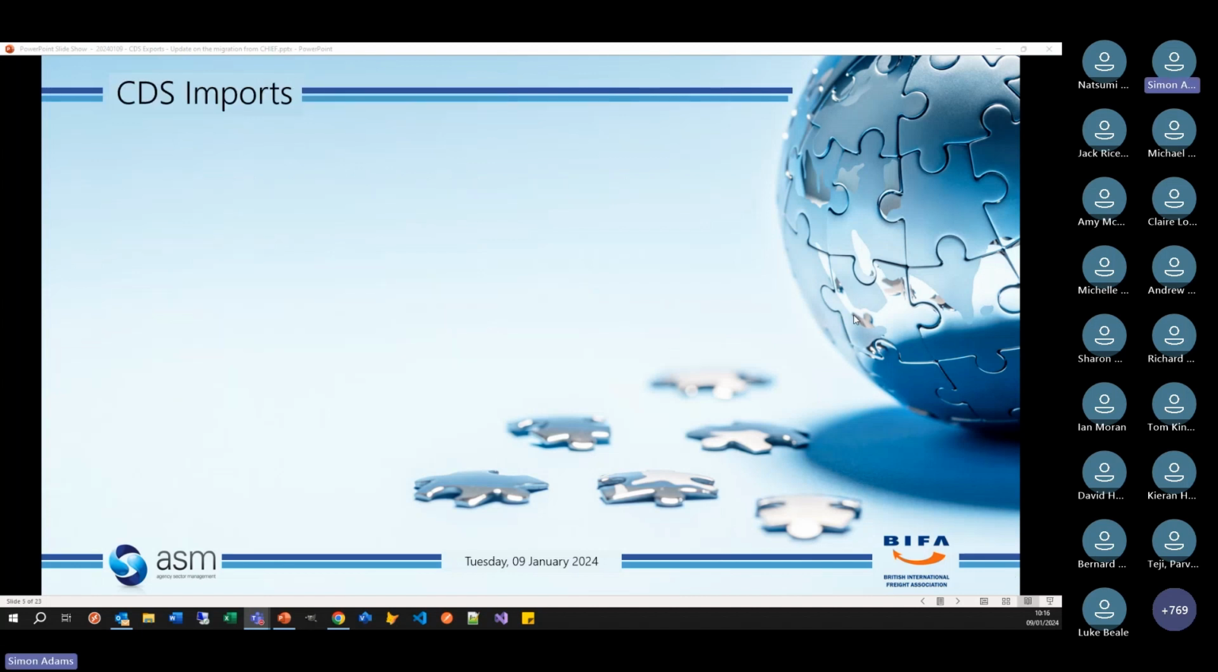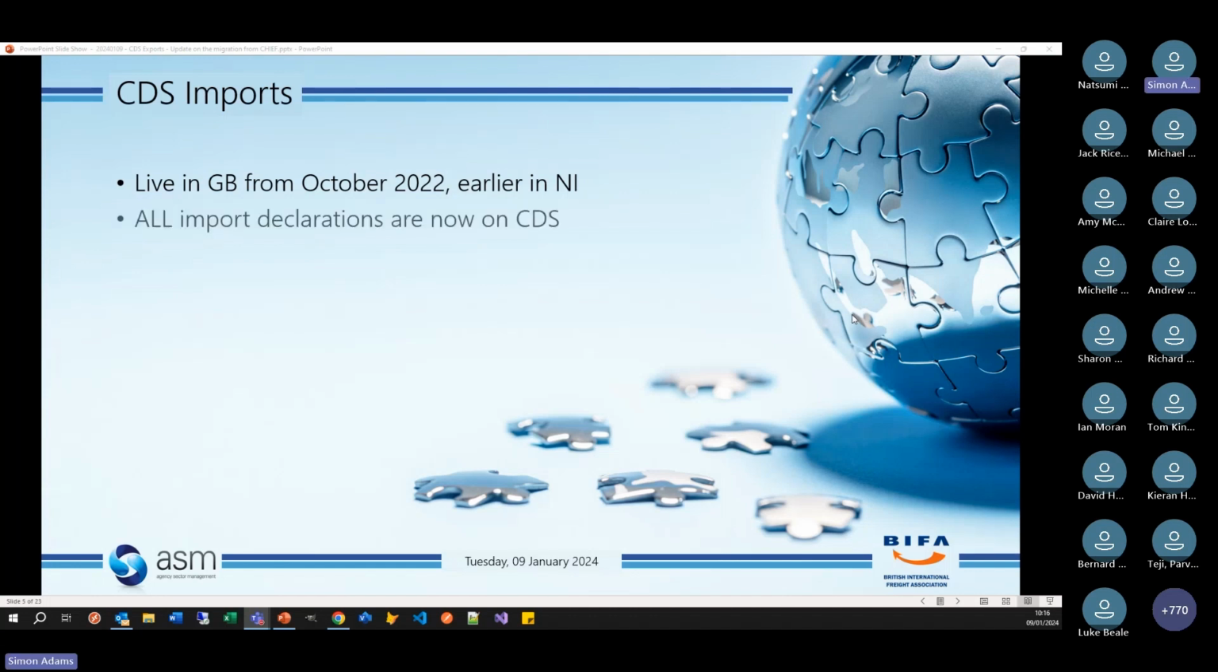So CDS imports, where are we? What have we learned? Well, they're live in GB. They went live in GB in October 2022, even earlier for Northern Ireland traffic. But they've been live for over a year. All import declarations are now on CDS. There are now no longer any import declarations on Chief. It was quite a long process of getting that across the line.